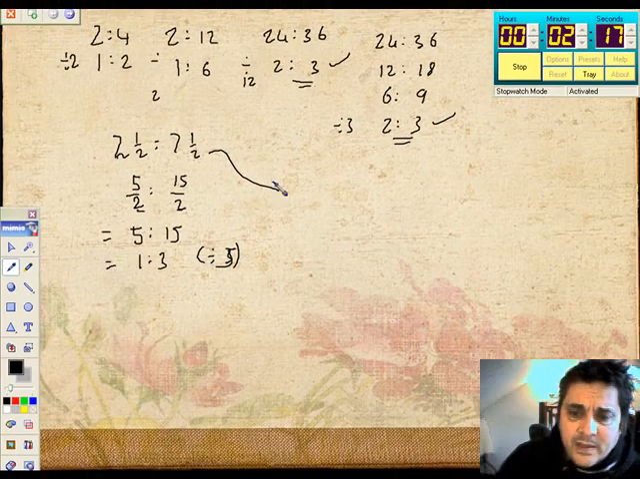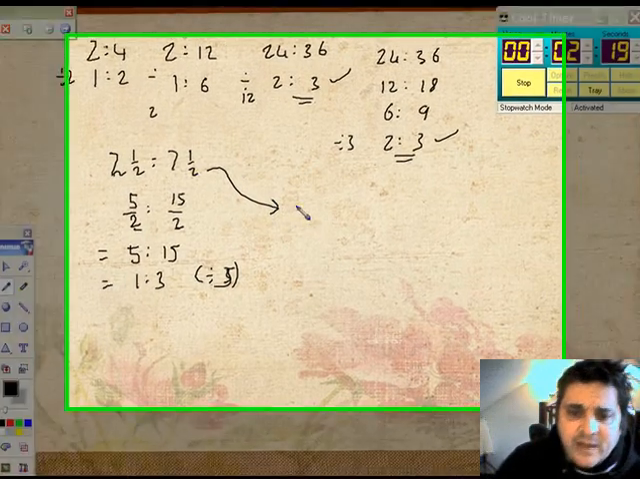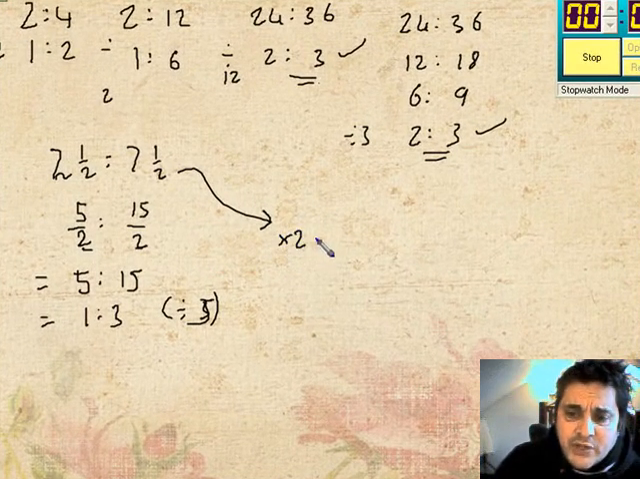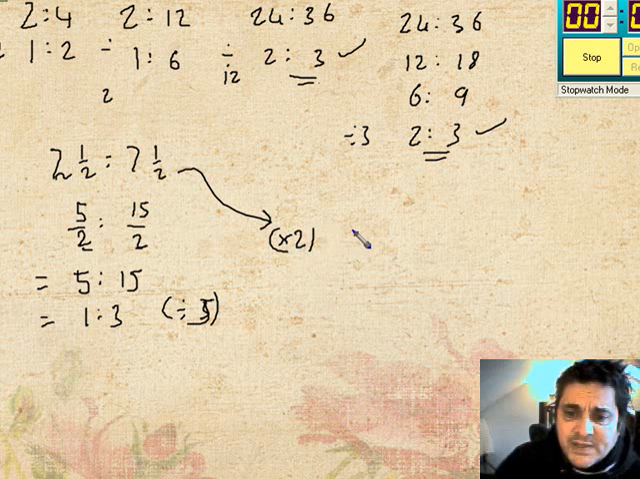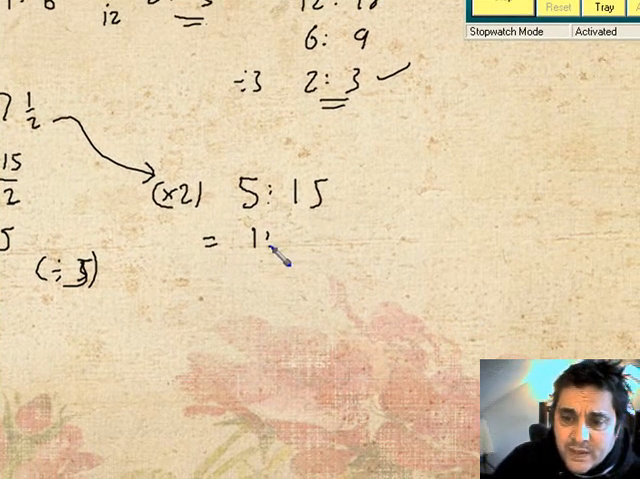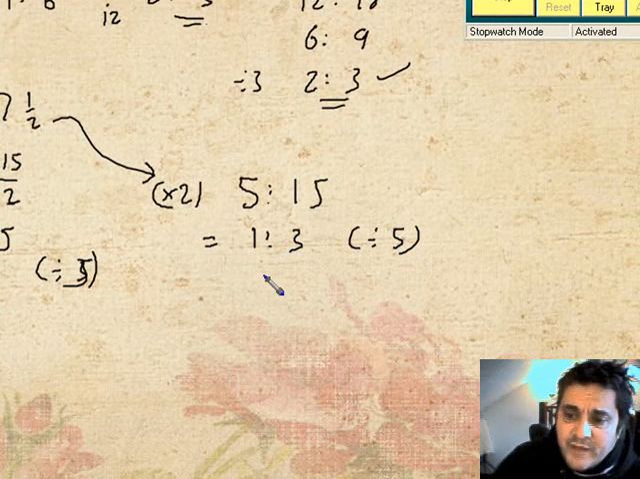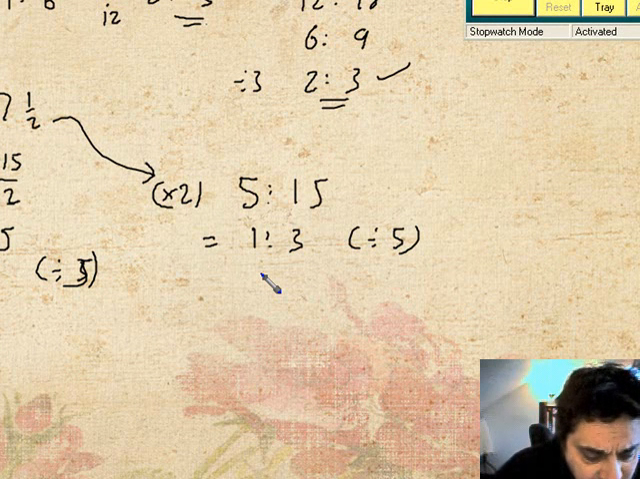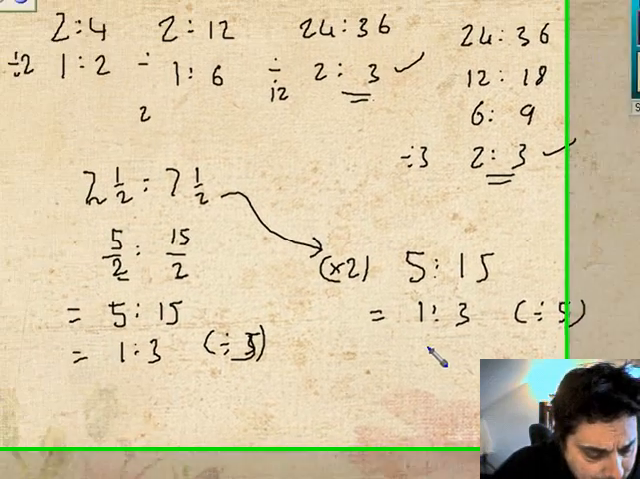Another way of doing it, you can see those horrible little halves there and there. Well, if we multiply the ratio by 2 on both sides, we're going to get 2 lots of 2.5, which is 5, and 2 lots of 7.5, which is 15. And we end up at this step again. So simplifying as before, we have a 1 to 3 ratio. Is that alright? Because we just divided each bit by 5. Is that fine? Nothing else tricky there at all.